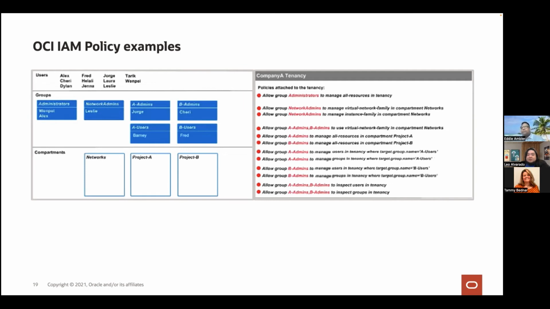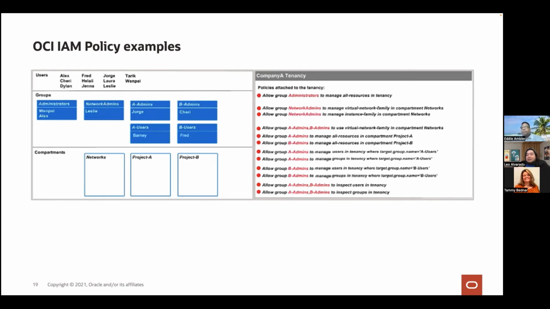So at the top, you'll see these are managing. You use the verb manage for the resource type of all resources. Another resource type is the virtual network family, which are VCNs and components. And then you also have the instance family, which refers to your compute, so mostly for your application servers.